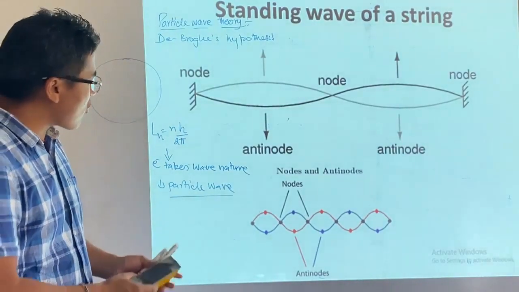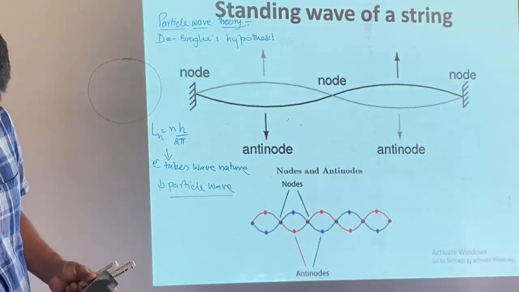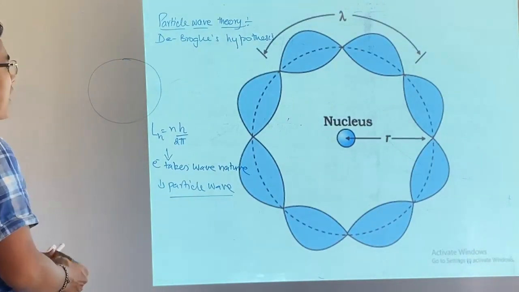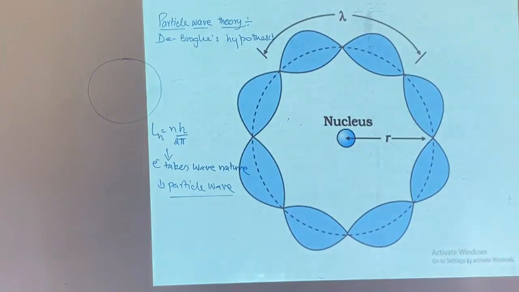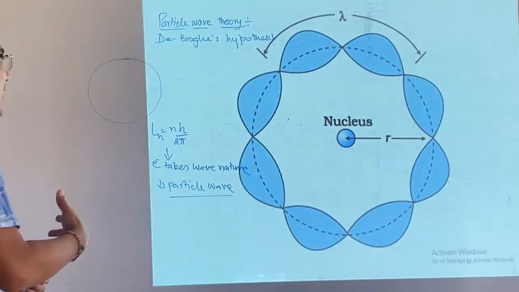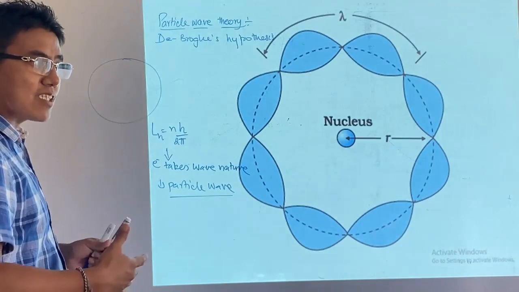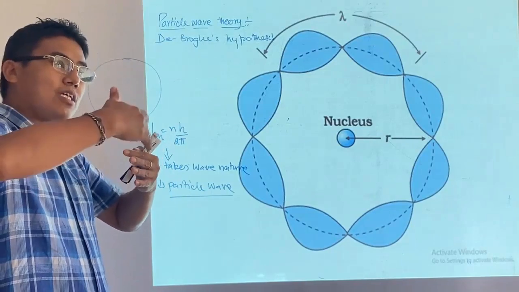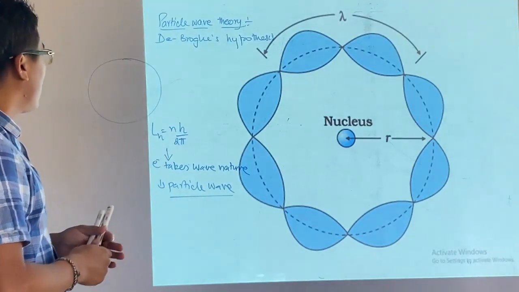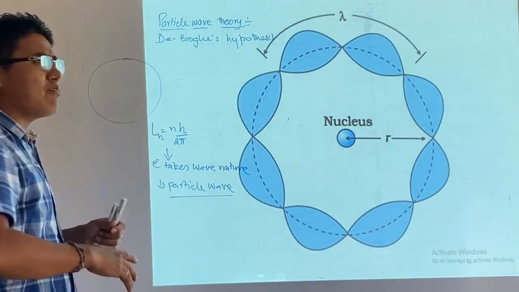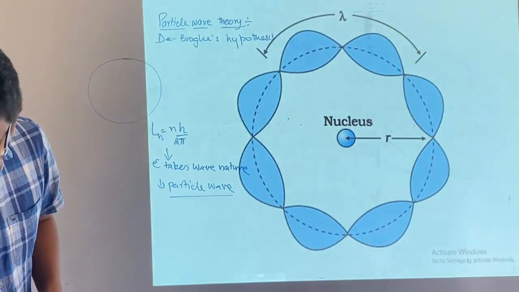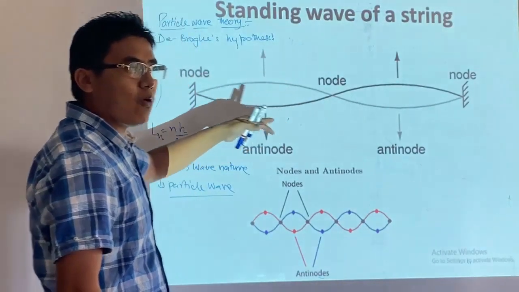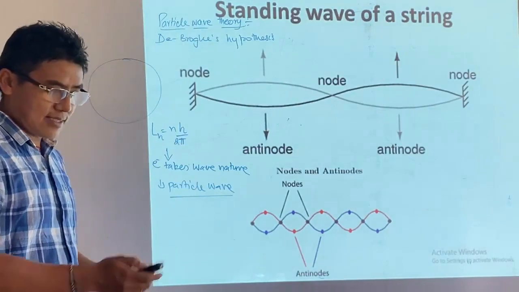Now I say that when the electron goes around the nucleus, the electron acts as a particle wave. Since it is a standing wave, it exists only at resonance. These are all resonant cases. Only those resonant frequencies exist.